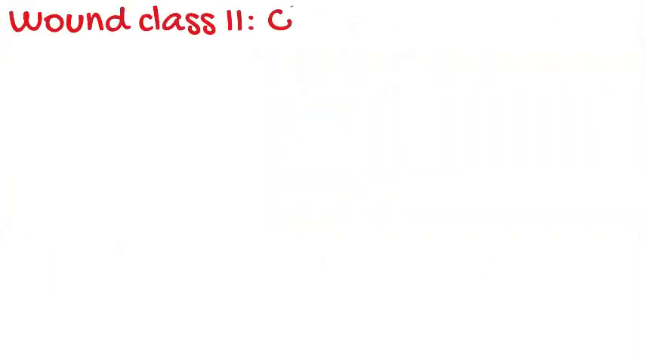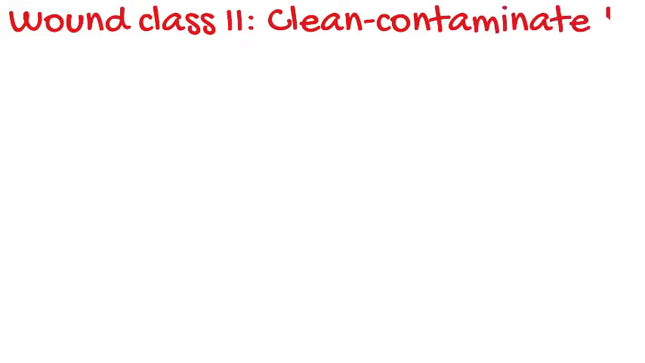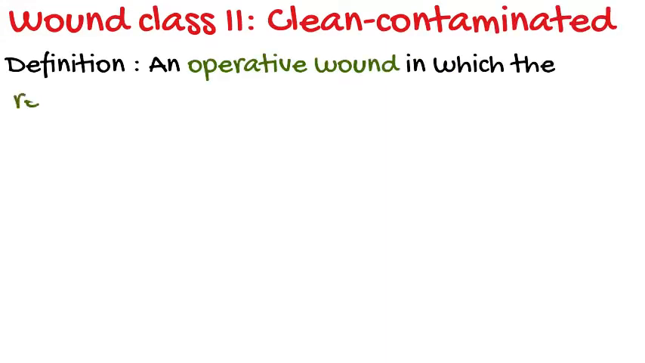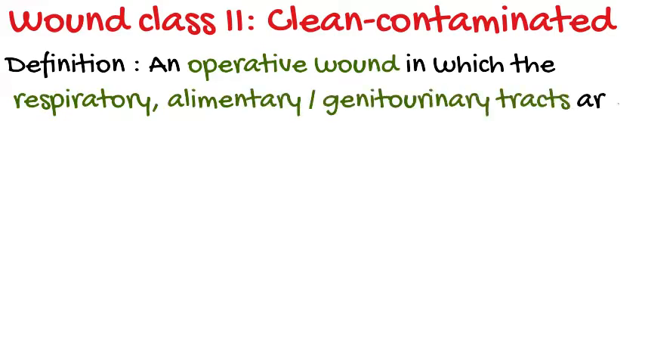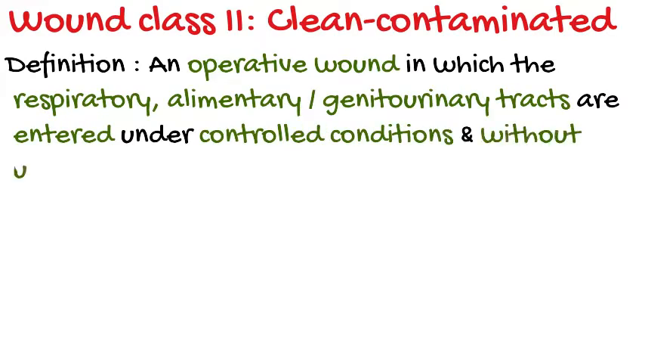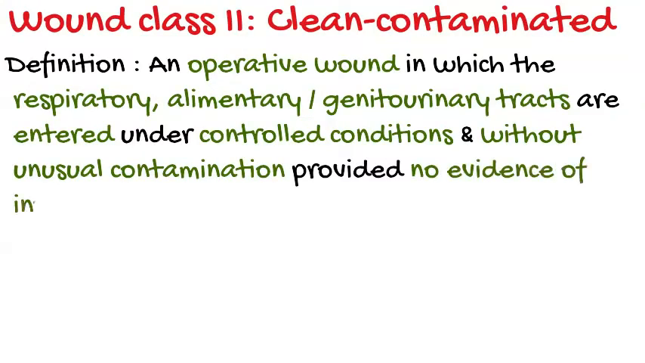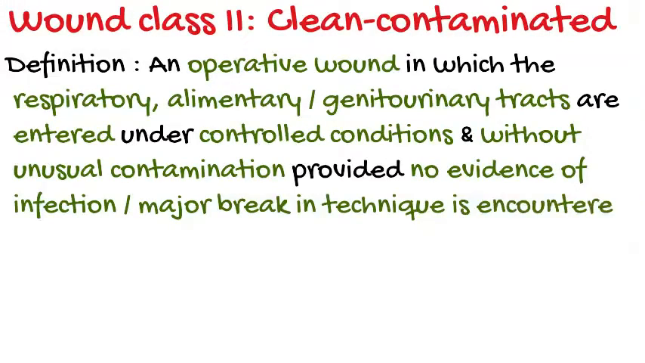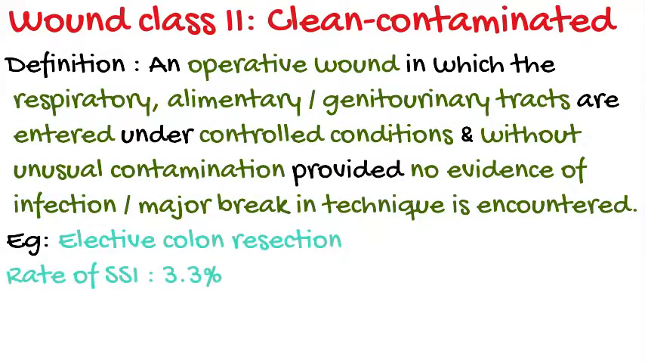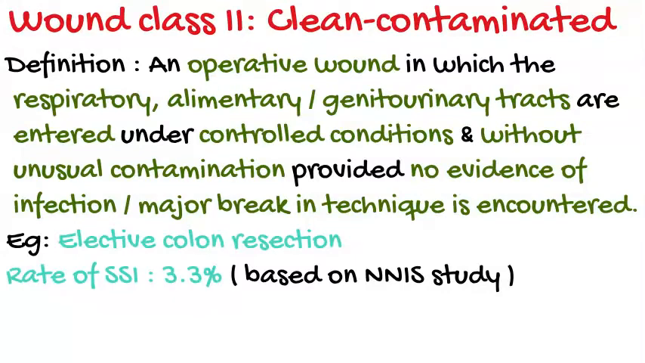For wound class 2, clean-contaminated. Definition: an operative wound in which the respiratory, alimentary, or genitourinary tracts are entered under controlled condition and without unusual contamination, provided there is no evidence of infection or major break in the technique encountered. Example, elective colon resection. The rate of surgical site infection is around 3.3% based on the NNIS study.